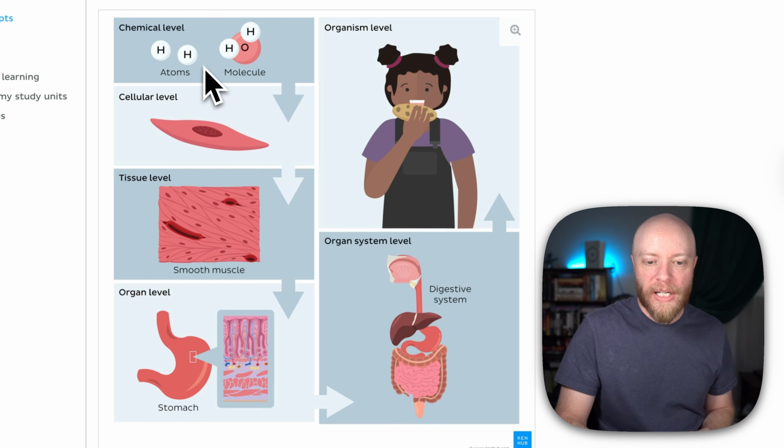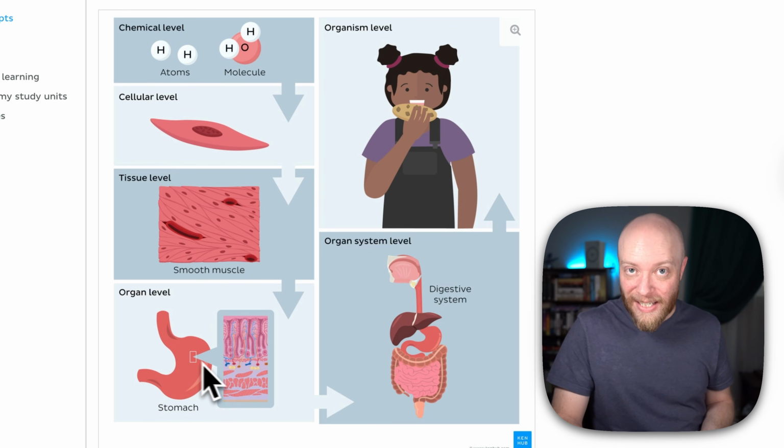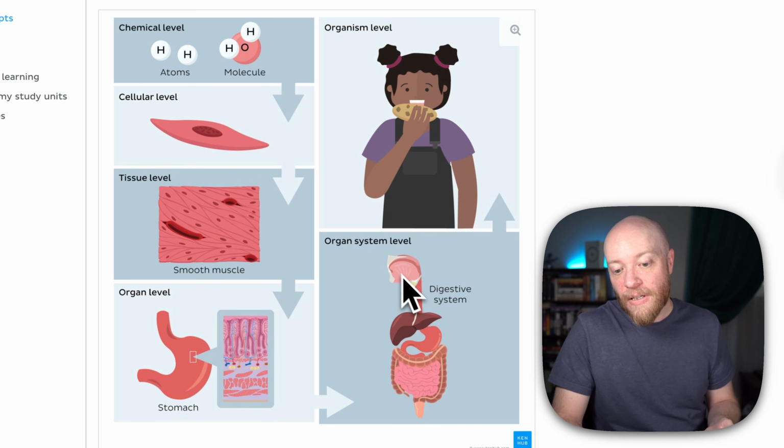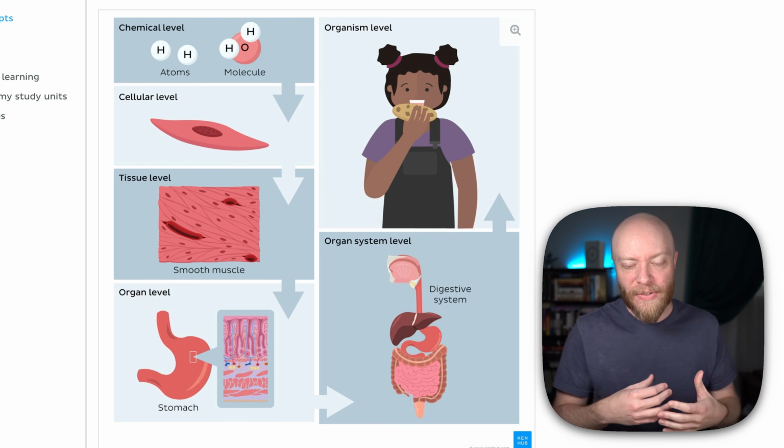We have chemicals working together to actually create cells, cells working together to create tissues, and then tissues working together to create organs. And then, if you put enough organs together for a common set of goals, that is where you get an organ system. And so what you see here is the digestive system. The digestive system is beginning in your oral cavity, right? This is where your tongue and your salivary glands are.